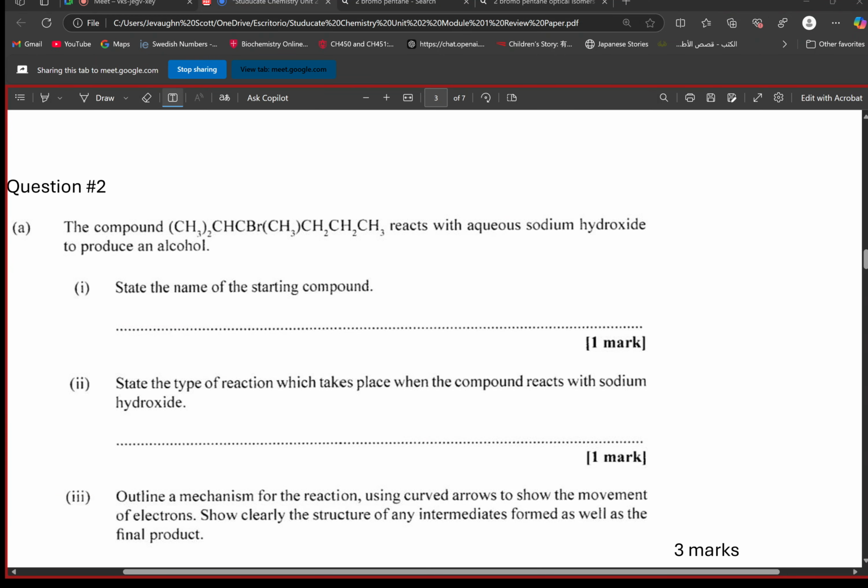Question two. The compound stated here reacts with aqueous sodium hydroxide to produce an alcohol. Name the starting compound. So name that compound there. What is it called?